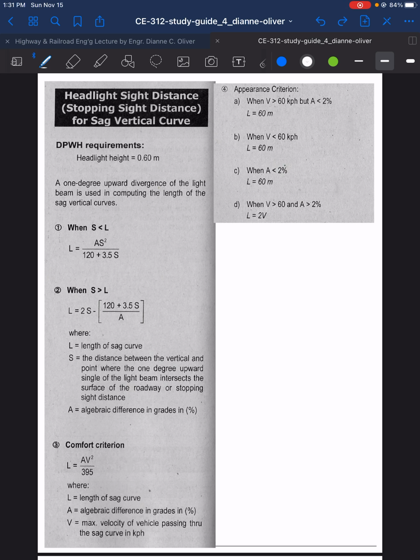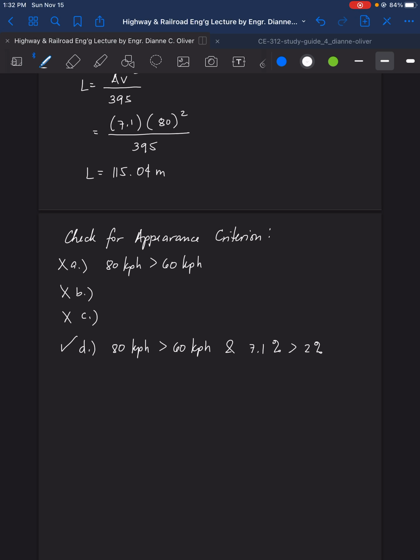Therefore, we will use L is equal to twice of V. Twice of V is 80, so L is equal to 160 meters.